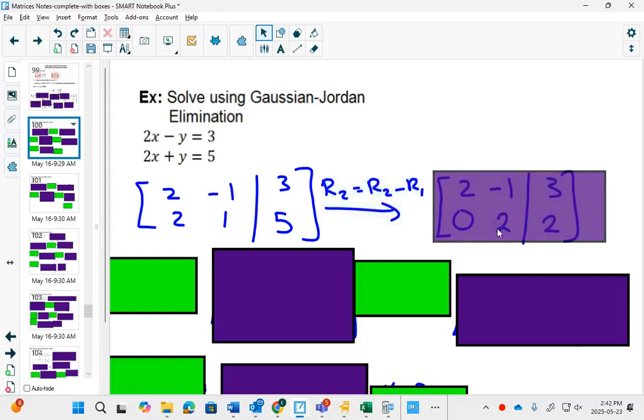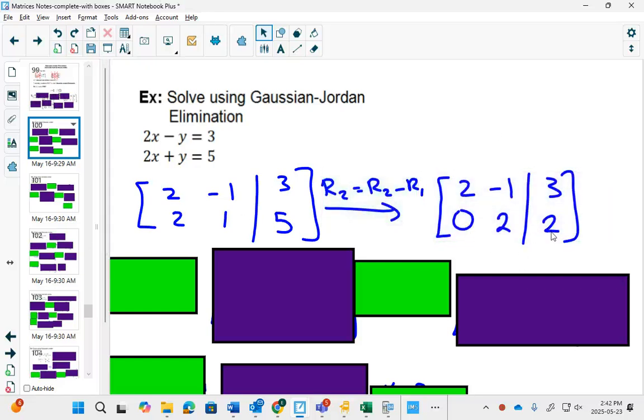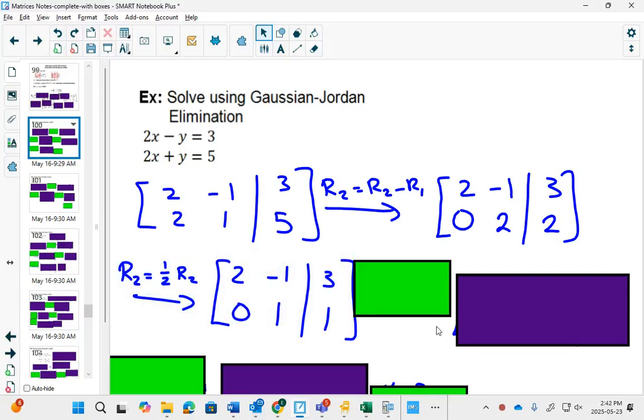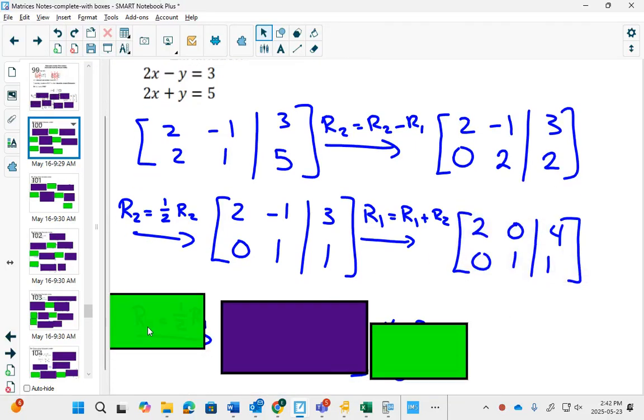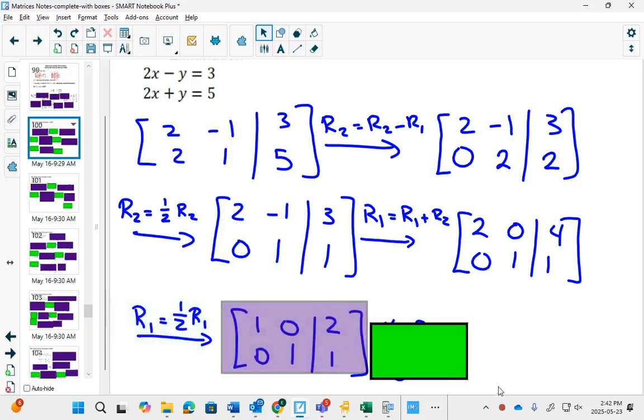So you did row 2 minus row 1 or something, got a 0 here. Did you get 2 and 2? Perfect. Now divide by 2, and you get 1 and 1. That's exactly where I'm at. And then you just have to take row 2 and add it to row 1 to make that a 0. And then you'd have to divide row 1 by 2 to get it to 1. Right.